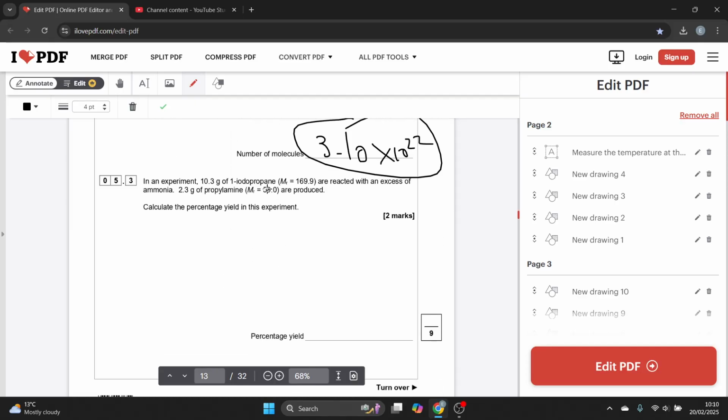Then it says in an experiment this much 1-iodopropane reacts with excess ammonia, and this much propylamine is produced. Calculate the percentage yield in this experiment. Well, percentage yield is actual yield over theoretical yield times 100 because it's a percentage, and it's only 2 marks, so I'm not going to have to do too many steps. What I'm going to do is work out the moles of each. So the moles of propylamine, 2.3 divided by 59, over 10.3 divided by 169.9, times 100.